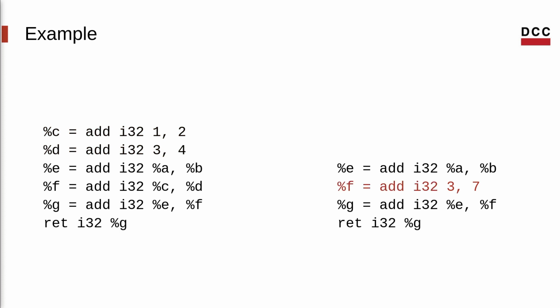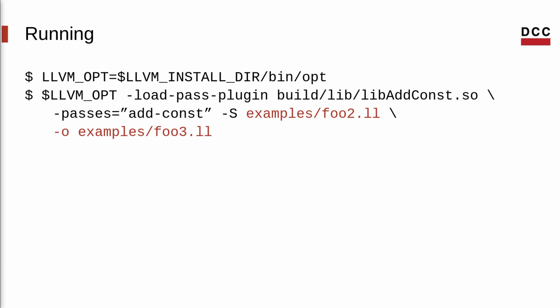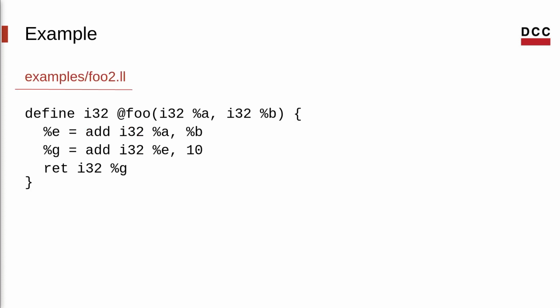But we could actually go one step further. Notice at this point, F could also be computed at compile time and removed from the program. Let's see that in action. Let's rerun opt. But now let's specify the input file to be foo2 and output file to be foo3. And this is the final version of our transformed program.